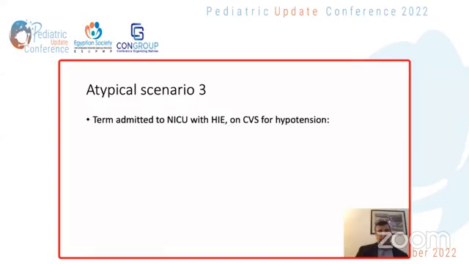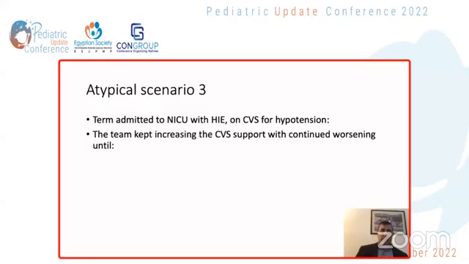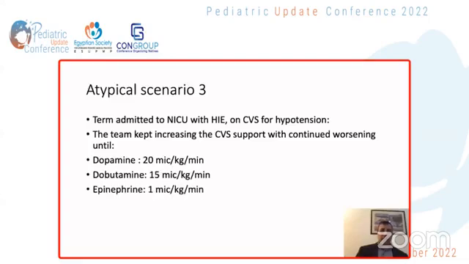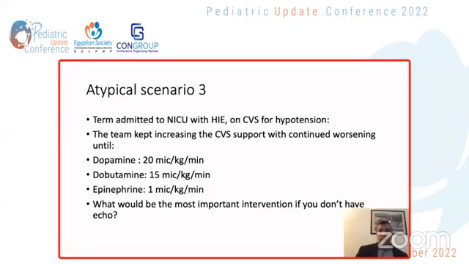Another case scenario, we have a term infant admitted to NICU with HIE on cardiovascular medications for hypotension. The team kept increasing the cardiovascular support with continued worsening until they reached dopamine of 20 mics per kg per minute, dobutamine of 15 mics per kg per minute, and epinephrine of 1 mic. Epinephrine of 1 mic is really high dose. It's almost equivalent to 100 mics per kg per minute of dopamine. What would be the most important intervention if you don't have echocardiography in this case?